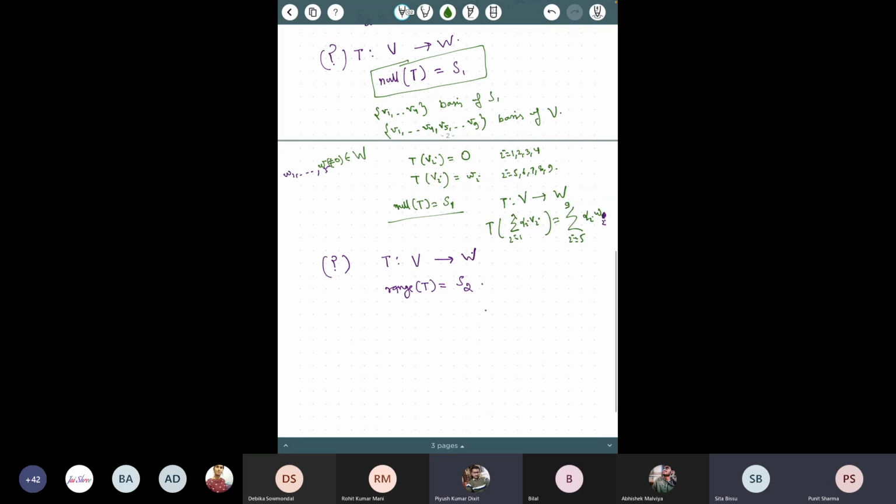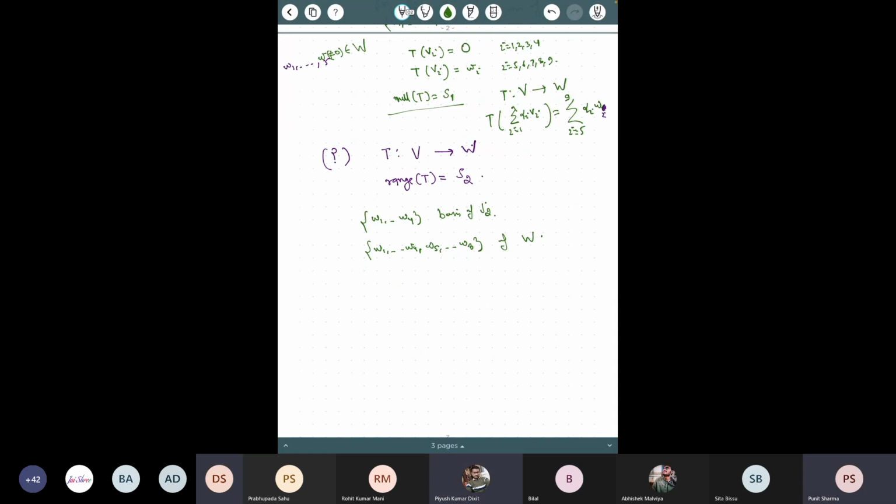Sir, we can extend a basis of S2 to a basis of W. So you are saying that first take a basis of S2, let's say W1 to W4. This is a basis for S2. And then extend this basis to a basis of W. So let's say W1 to W4 and W5 to W8. This is the basis of W. Now what?